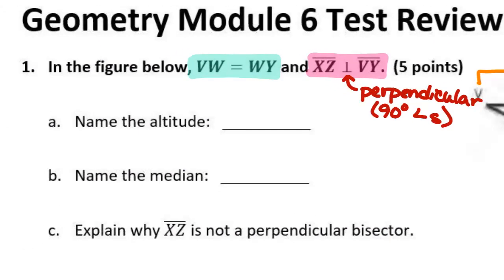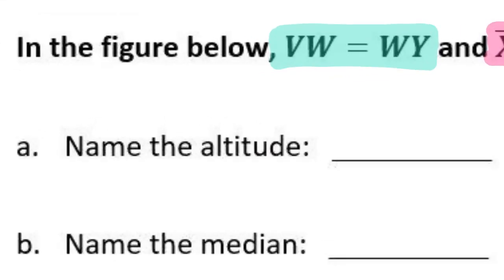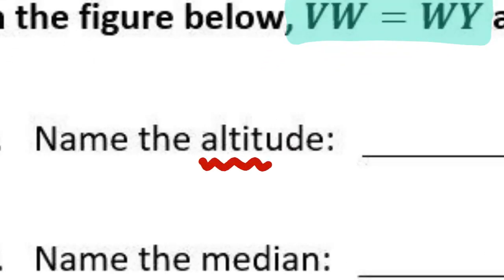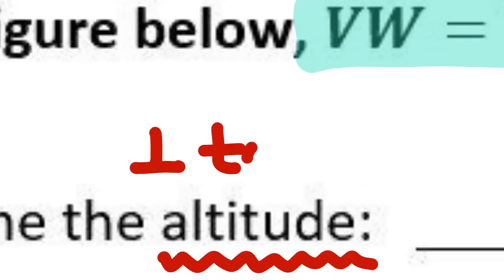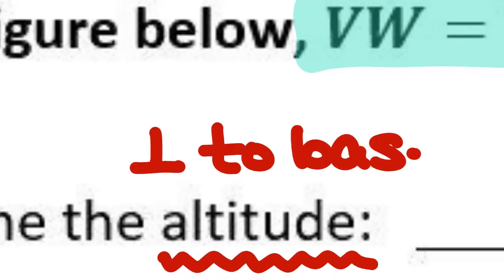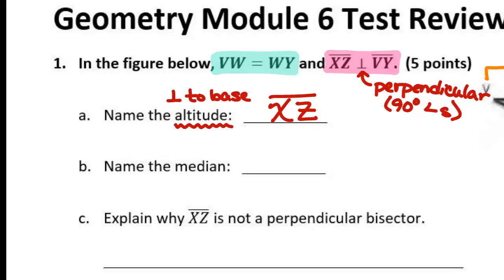All right. Name the altitude. Name the altitude. It is XZ. Yes, altitude is perpendicular to the base of the triangle. So segment XZ would be my altitude.